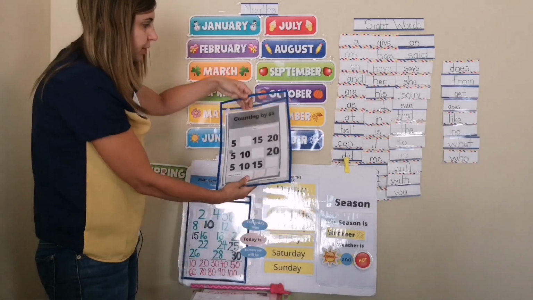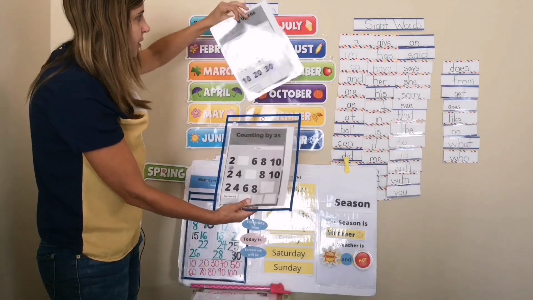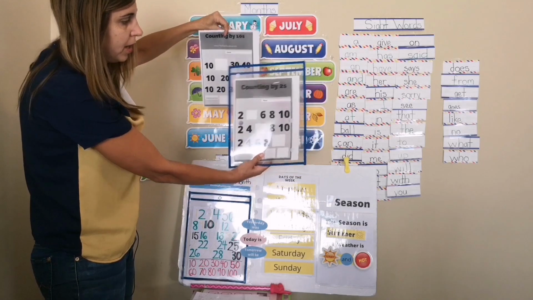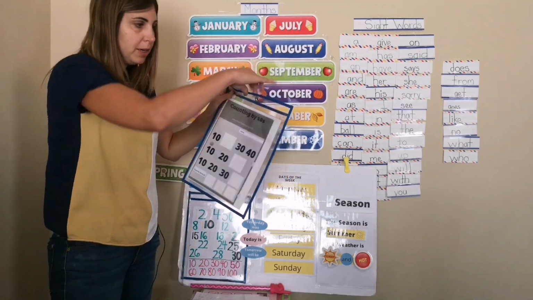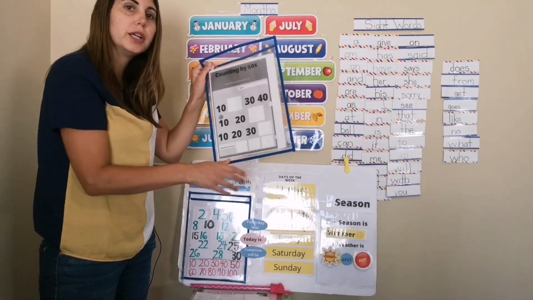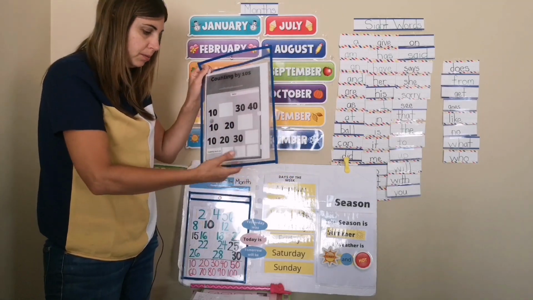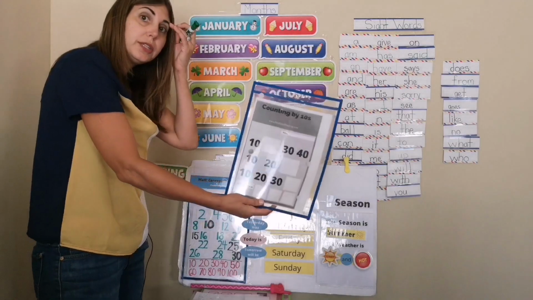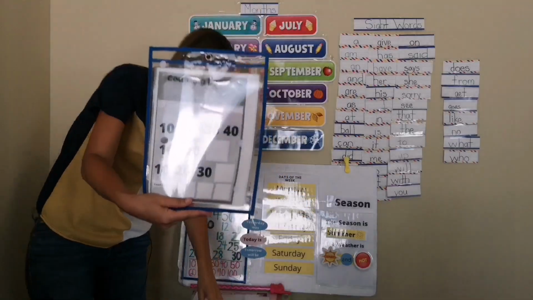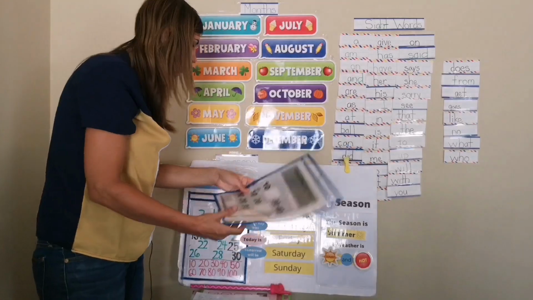You can print your counting by fives, your counting by tens, and your counting by two worksheets. If you put them in a folder like this or a Ziploc, you can do it over and over again with a dry erase marker. You do it, you erase it, and do it the next day because you need to practice these or you will forget them. Okay?